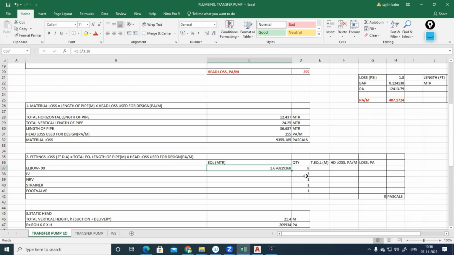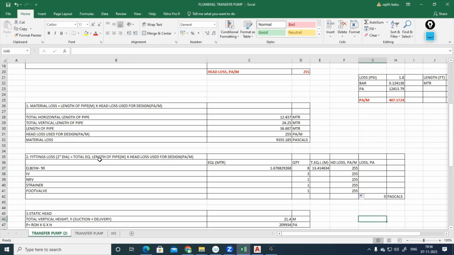Okay. Like that, how much elbow we are having? One elbow is equal to 1.67. We are having 8 elbow. So total equivalent length will be 8 into this much. Total 13.41 meter of straight pipe. Head loss is how much? Head loss is 255 Pascal per meter. Correct. This for this. Head loss is equal to 255 Pascal per meter head loss.